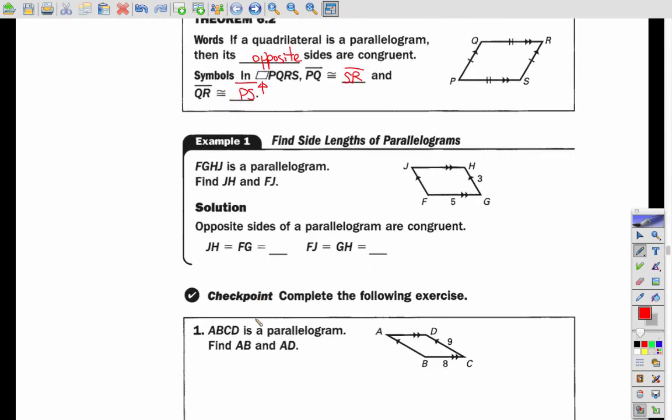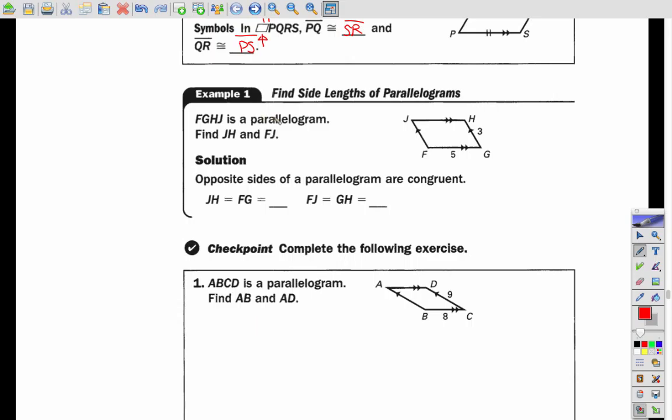Okay, let's look at an example. It says that FGHJ is a parallelogram. We have to find GH. We don't know what GH is. And we have to find FJ, which is right here. So because the opposite sides of a parallelogram are congruent, GH, which is the top, has to be congruent to FG. Therefore, they're of the same length at 5. FJ has to be congruent to GH, and they have to be the same length.